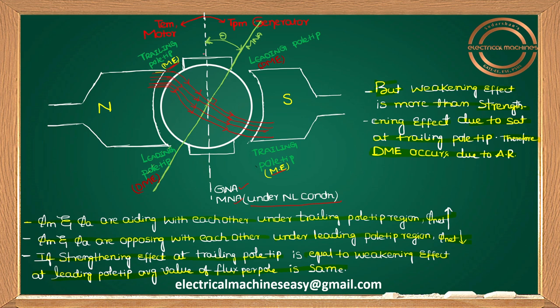shifts from GNA, this is nothing but GNA, MNA shifts from GNA by an angle theta, in the direction of generator. The direction of generator means clockwise. So your MNA shifts by an angle of theta, and thereby your MNA will be perpendicular to the resultant flux. This theta depends on the load: if light load, less theta; if more load, more theta. Very simple.